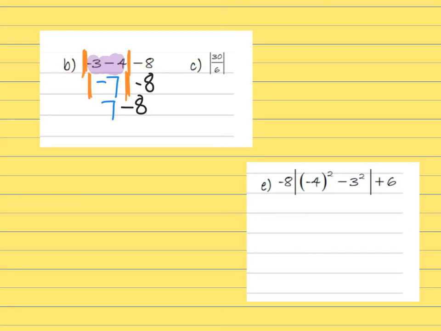Then I would do 7 minus 8. If you're not sure what that is, type it in your calculator. 7 minus 8 is -1. So my final answer would be -1.